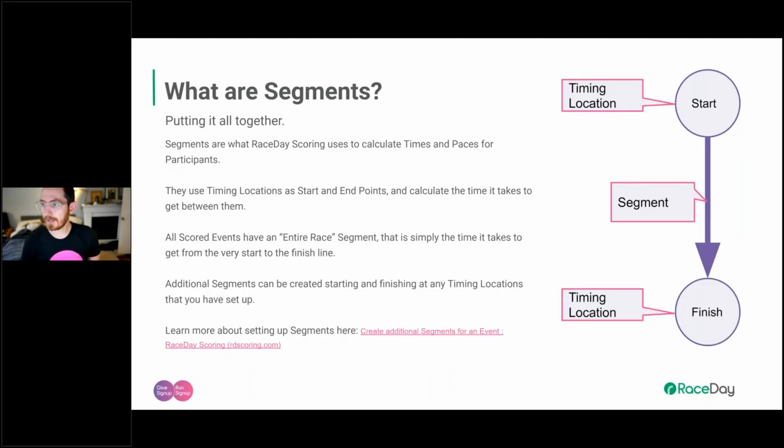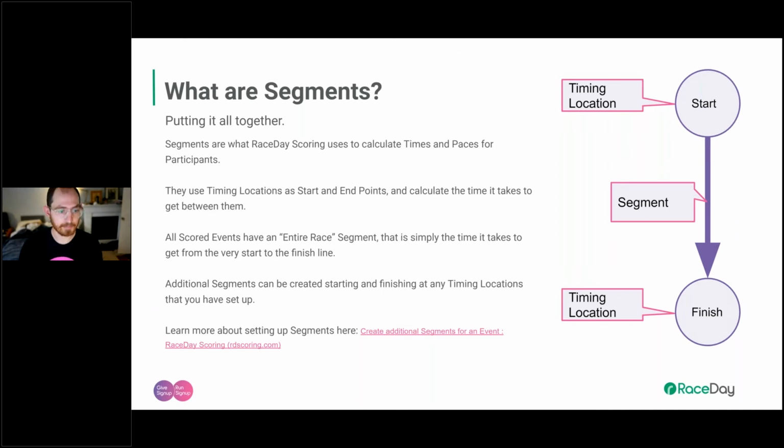Okay, so next, let's talk a little bit about segments. Segments are kind of putting it all together. They are what RaceDay scoring uses to calculate times and paces for participants. They use timing locations as start and end points and calculate the time it takes to go between them. So you see on the right, I've got a timing location called start, and then a timing location called finish, and an arrow in between them. The arrow is our segment that starts at the start and finishes at the finish. And basically, it's going to give a time for the time it takes to get from start to finish.